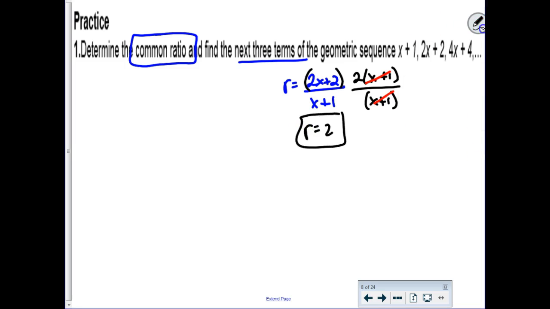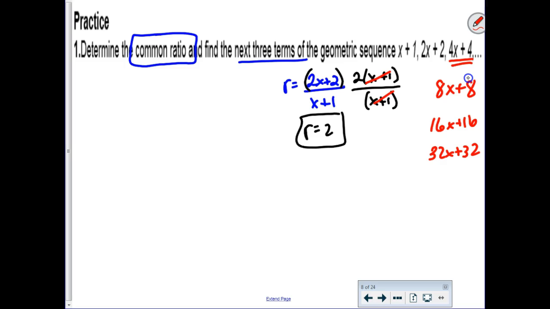Now, maybe you were looking at that sequence going, yeah, I saw that. That's cool. If you can find the common ratio without doing the math, that's great. Find the next 3 terms for me, though. So after this guy, if you multiplied everything by a 2, your next term would be an 8x plus 8. And then go again, you'd have a 16x plus 16. And then they want 3 more terms. So 32x plus 32. That was a good time, wasn't it?